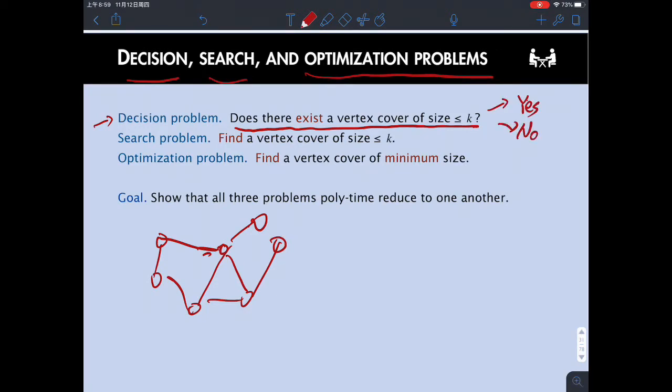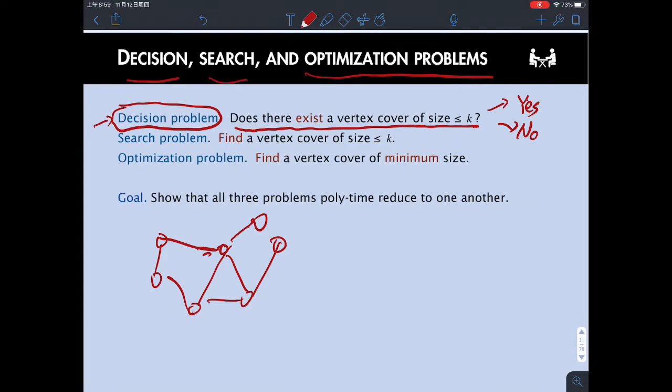A very good reason that we like to work on the decision problem is that we make the output of all the problems uniform, right? All the output needs to be either yes or no. So this is one reason that we want to work on the decision version of the problem.